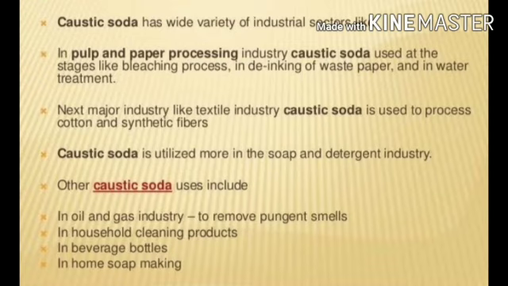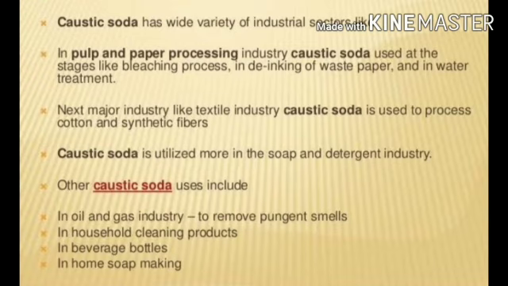It is used in industries like textile, where it is used to process cotton and synthetic fibers. Caustic soda is also used in the soap and detergent industry. It is used in the oil and gas industry, in household cleaning products, in beverage bottles, in home soap making, etc.